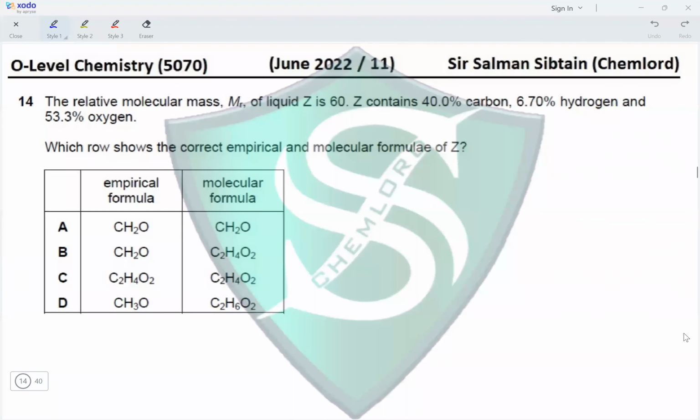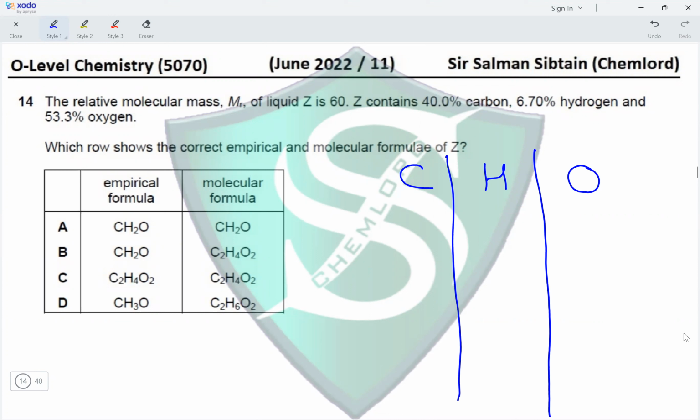Question 14. The relative molecular mass of a liquid Z is 60. Okay. Z contains 40% carbon, 6.7% hydrogen, and 53.3% oxygen. Which row shows the correct empirical and molecular formula of Z? So let's calculate them. Carbon, hydrogen, and oxygen. So first off, their percentages. Carbon is 40%, hydrogen is 6.7%, and oxygen is 53.3%.